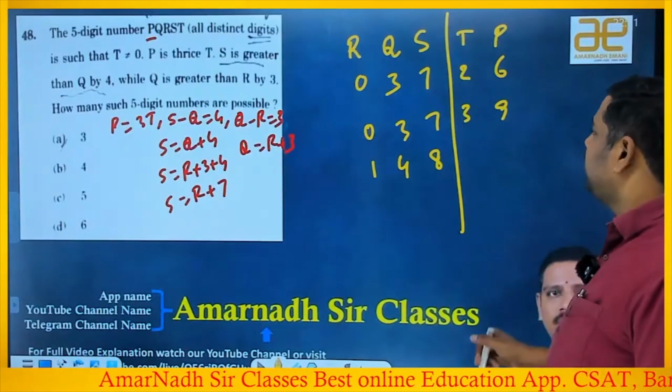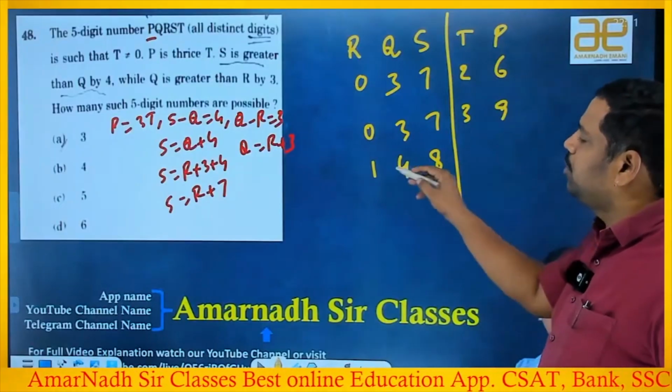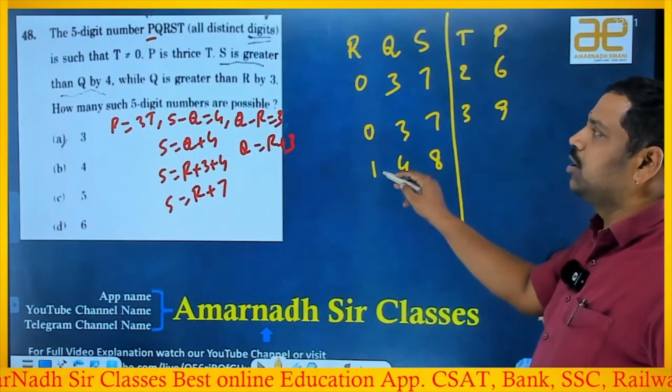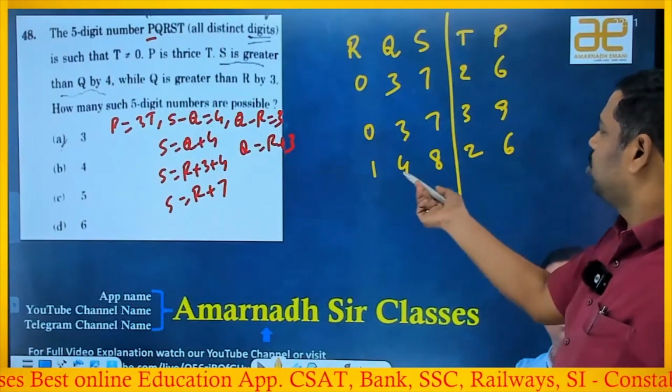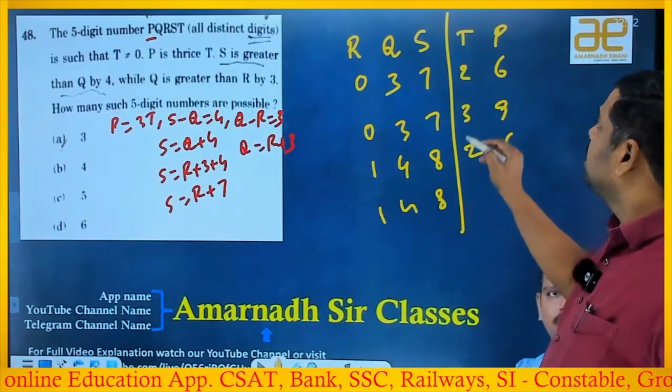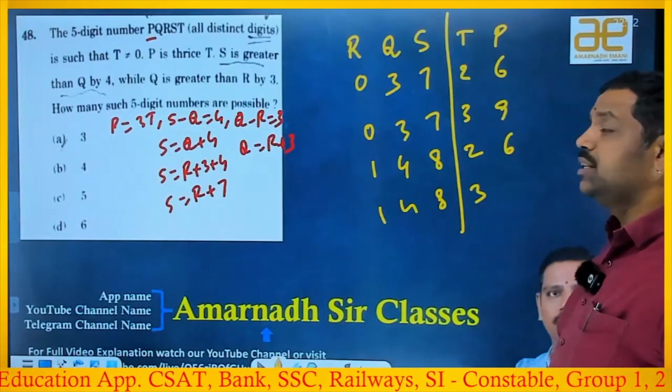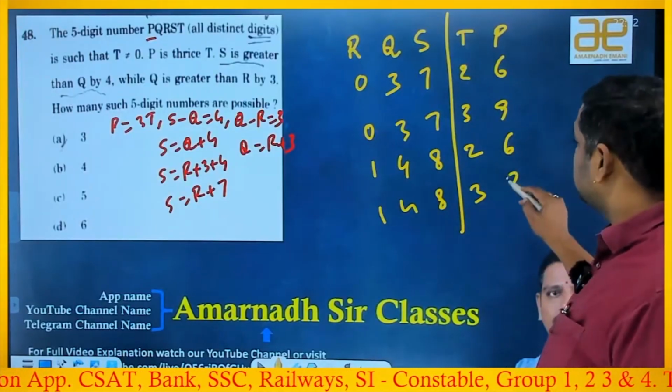Okay. Now if I take T is equal to 1, I am unable to take it because already T has taken 1 here. R has taken 1. So if it is 2, it should be 6. No repetition, happy. 1, 4, 8. If T is 2, why should I take 2? I am taking 3. Then 3 3s are 9. It is also not a problem.